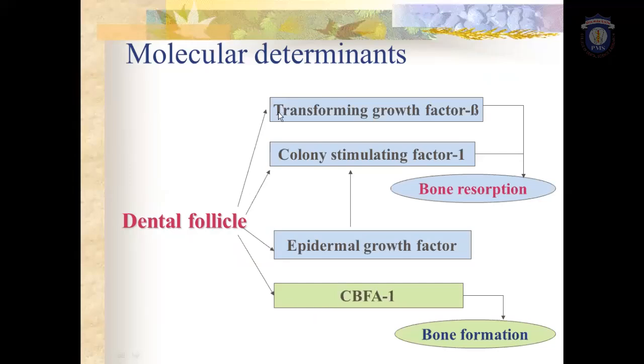This is a flow chart showing the role of the dental follicle and the molecular determinants of eruption. The dental follicle produces TGF beta and CSF1, which have a role in bone resorption, while epidermal growth factor and CBFA1 have a role in bone formation.